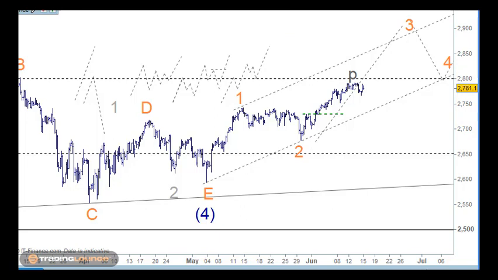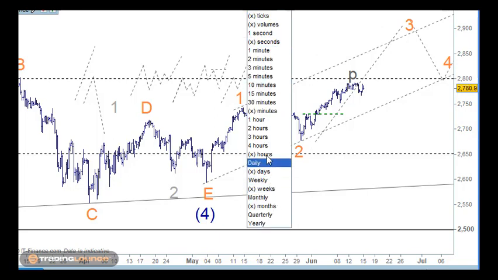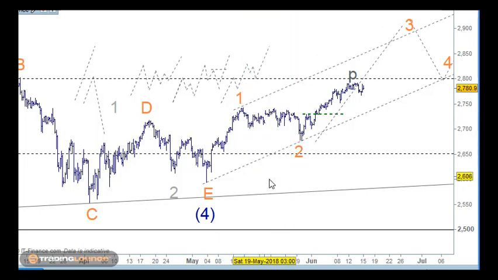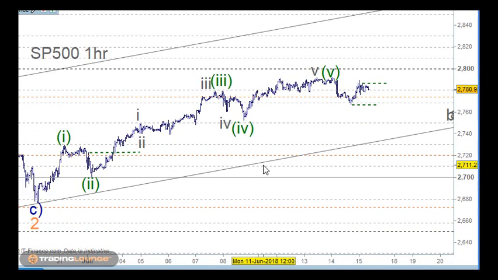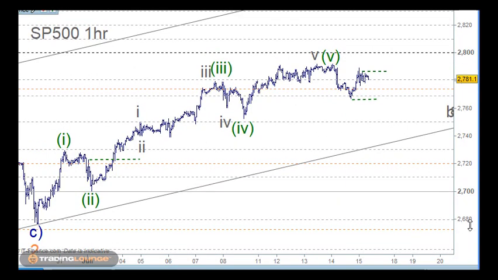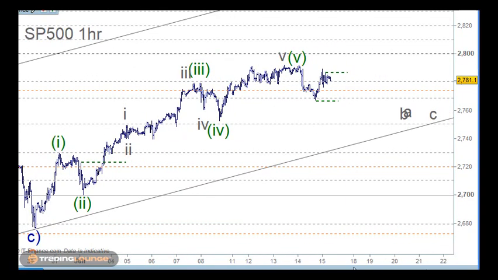So just drilling in here, where should we start? Tick chart or 1 hour? I think we'll just start here. Okay, this is 1 hour. So our focus is the 2,800. We can count from here, wave 1 and 2 and 3 and 4 and 5. That's how we've been counting them to the upside there.